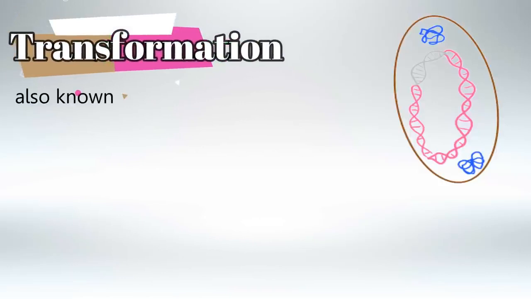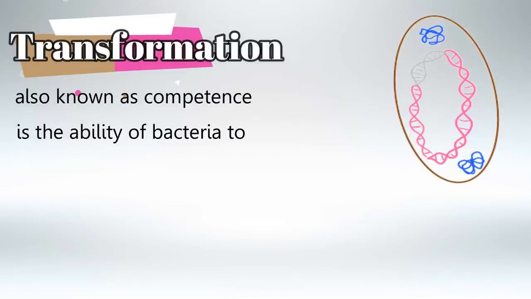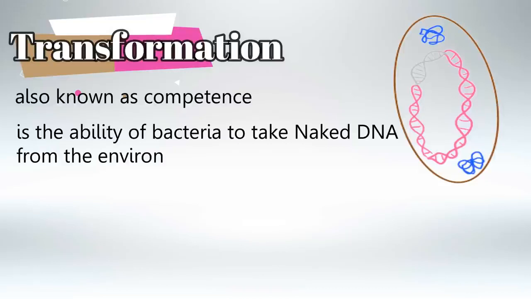Transformation, which is also known as competence, is the ability of the bacteria to take naked genomes or naked DNA from the environment and use this DNA. So for example, if we have some medium with some bacteria in it and we put some raw naked DNA which encodes for antibiotic resistance into this medium as well, this bacteria will be able to take this DNA from the environment and use it, and it will become antibiotic resistant.